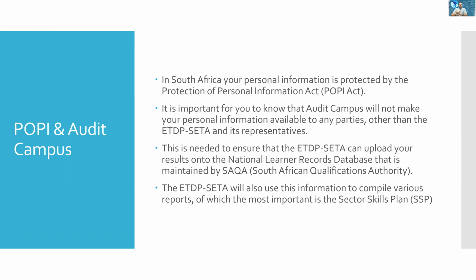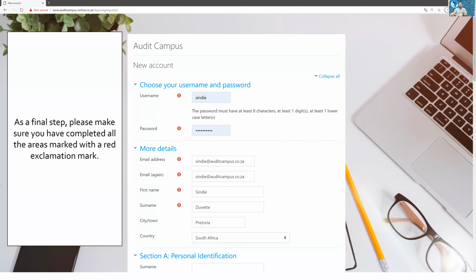That is something you need to know that we will be doing, because of course we don't want to disadvantage you by telling your potential future employers that we can't provide any information about whether you've completed the course or not. So they can contact us and then we will confirm your certificate and your statement of results.